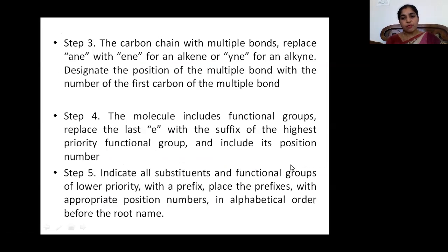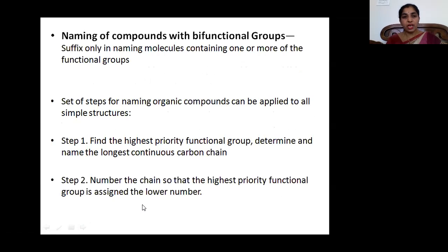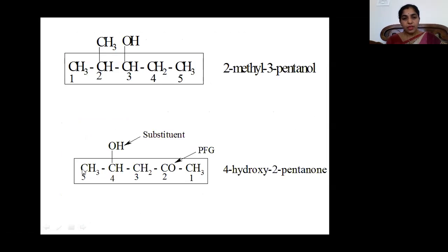Indicate all the substituents and functional groups of lower priority with a prefix. Other substituents are taken as lower priority and they are used as prefixes. Place the prefixes with appropriate position numbers in alphabetical order before the root name. That's what we have done in this case. Here, the OH group, even though it is an alcoholic functional group, is treated as a substituent and is written as a prefix. Only the highest priority functional group is written as the secondary suffix.